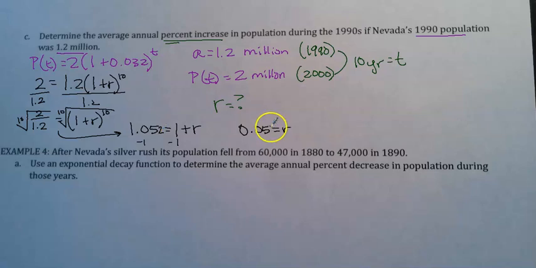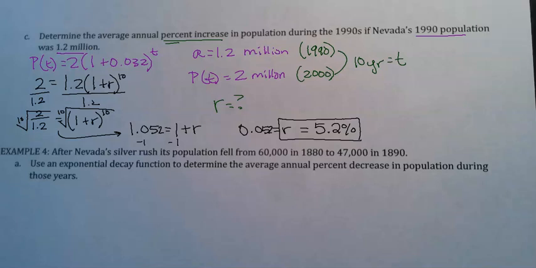So then if 0.052 equals R, then that is also 5.2%. And that's what we would like to see. Is it written as a percent? Because they're asking for the average annual percent increase. Okay, great.